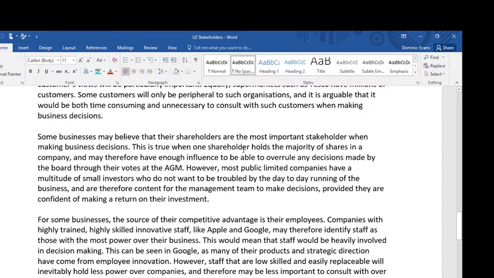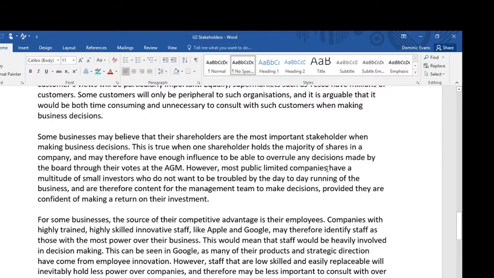This is true when one shareholder holds the majority of shares within the company and may therefore have enough influence to be able to overrule any decisions made by the board through their votes at the AGM. Okay, so this is quite a basic point. Again, it's about the number of shareholders in an organisation. Let's just see how I get some balance in here.